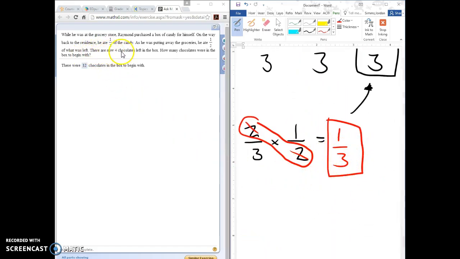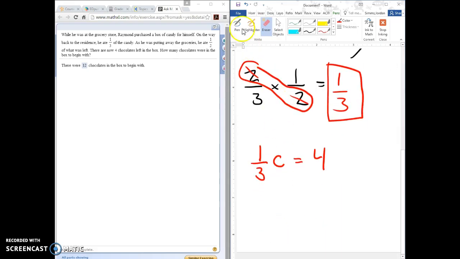So now the last part, there are now 4 chocolates left in the box. How many chocolates were there to begin with? So he has 1/3 left times, we can call it C for chocolates, you could use X, and that equals 4. So now we're making an equation. We know there's 4 left in the box, so 1/3, what he has left, times the starting quantity, which we don't know, so we'll call it C or any letter. That's our equation. Now we can solve the equation.